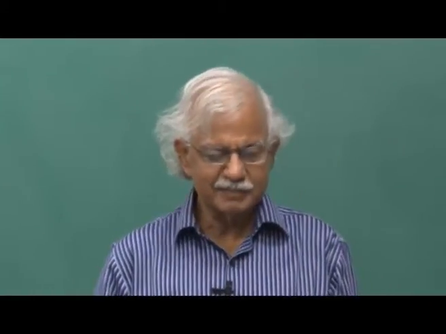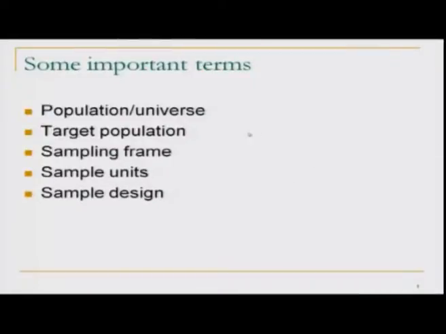Some important terms in sampling are population or universe. Population is the whole population for which results need to be generalized. Then from the population you come to the target population. The target population is less than the population or universe. The target population is that in which sampling will be done.